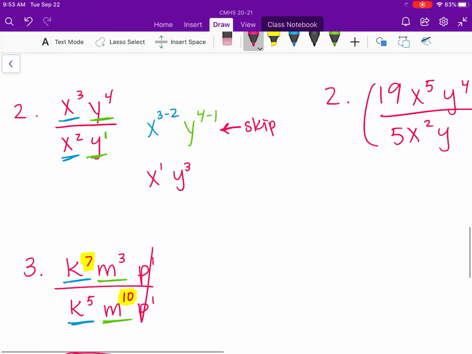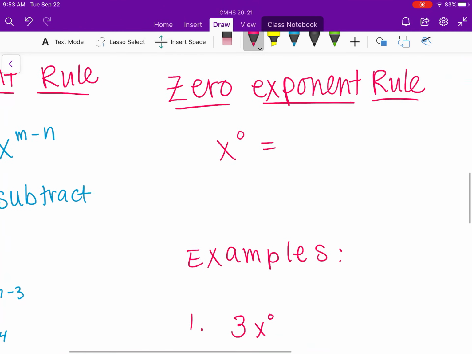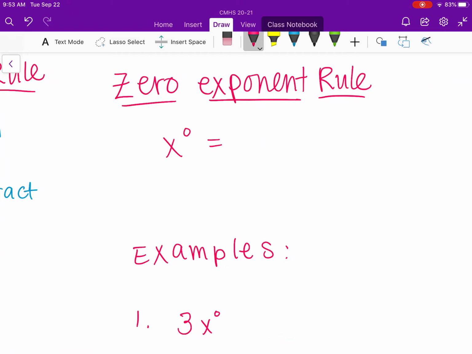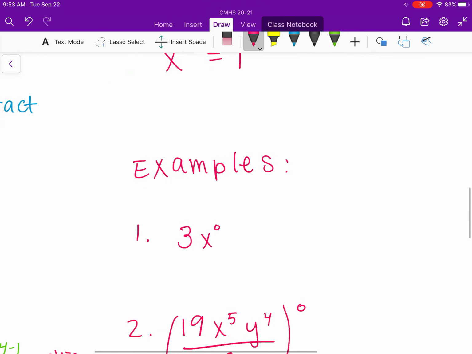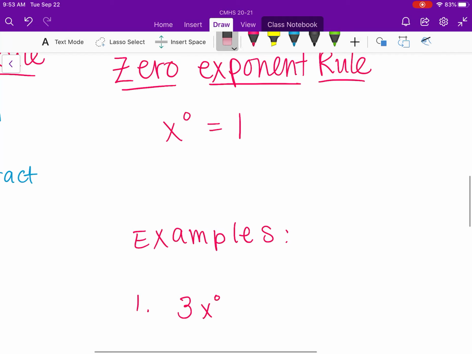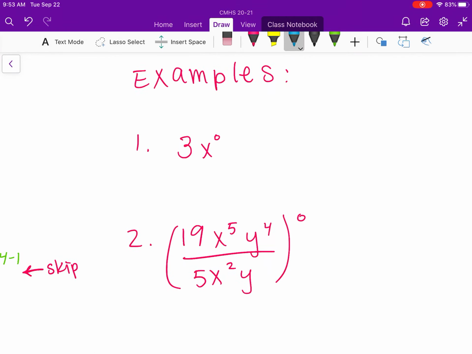The last thing we have is my favorite rule, the zero exponent rule. This says when you have an exponent of 0, the answer is always 1. For example, down here we have 3 times x to the 0, which is 3 times 1, because x to the 0 is 1. 3 times 1 is 3, so it's almost like you're just crossing it out.